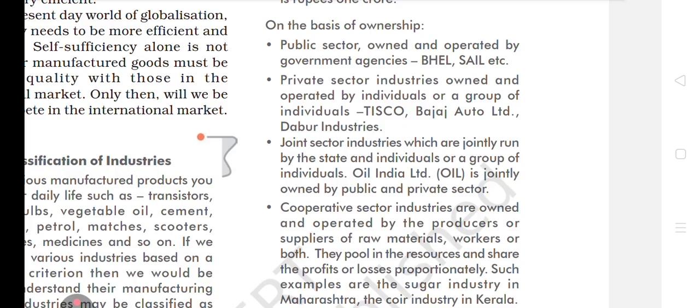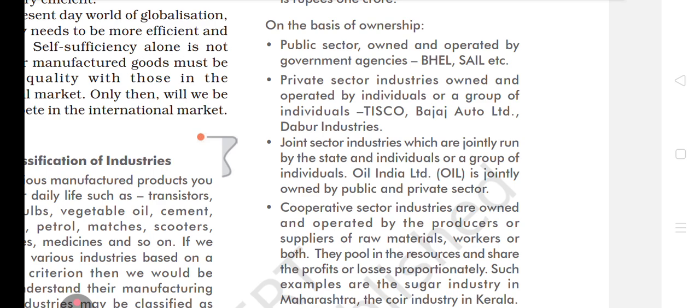Public sector industries are owned and operated by the government agencies, like we have BHEL and SAIL, etc. So these are public sector industries. If any of you students know the full form of these, you can comment below.